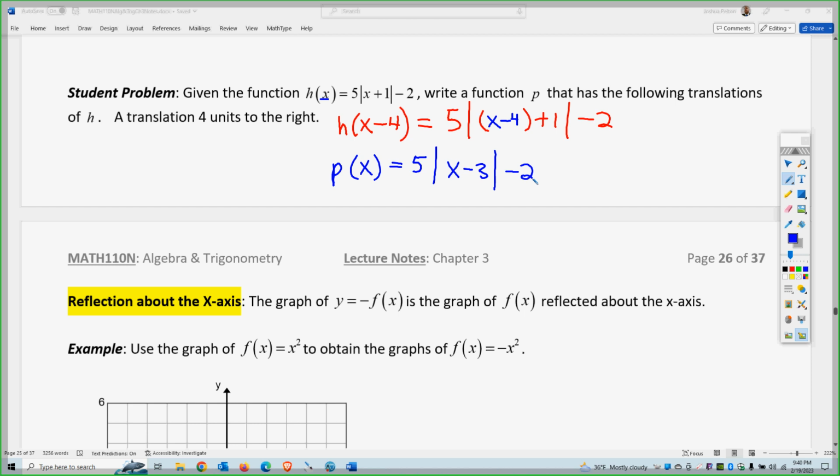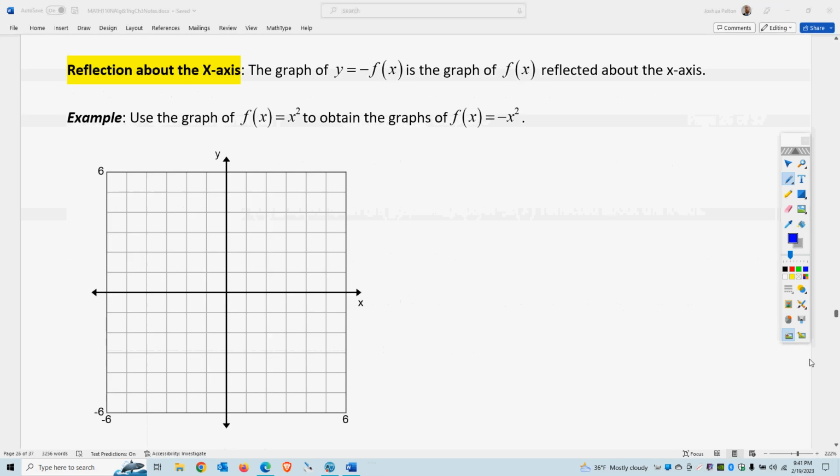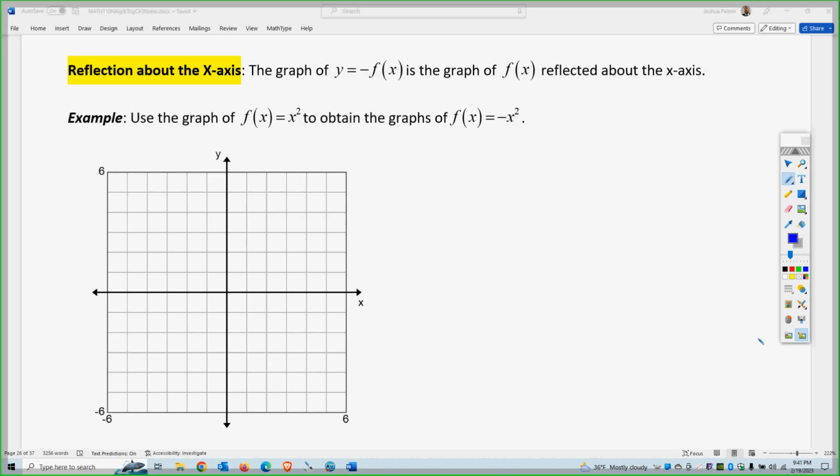Let's try some reflections. So the first reflection we're going to do is reflecting about the x-axis, because essentially if you put a negative on the outside, then it changes all of the y values, which is why you go over the x-axis. So again, we'll start with a standard quadratic. So we'll do an xy table.